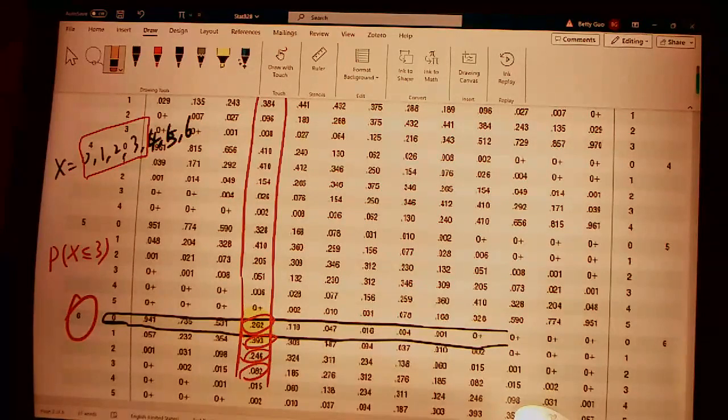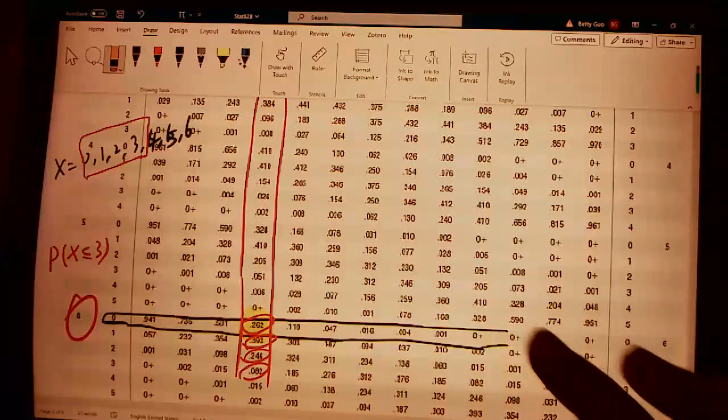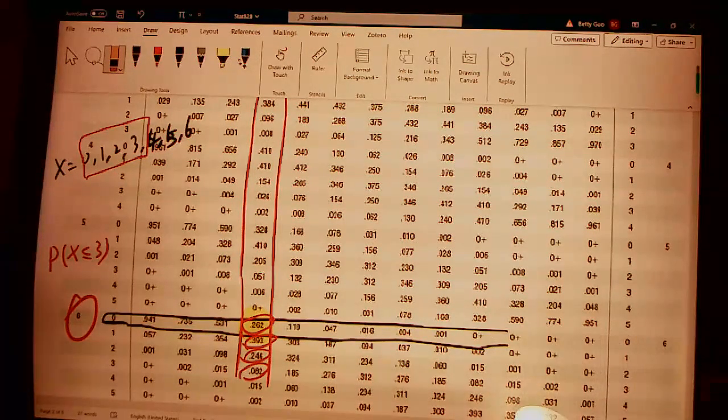Suppose the probability we are looking for is not the probability of x equals a specific value. Instead, x is less than a number, or less than or equal to a number, or bigger than a number, or bigger than or equal to a number. That's how we get it done. Just find the values that fall in the interval, and then add up the corresponding probabilities. Okay? All right, now I'm going to show you how to get it done by using the calculator.